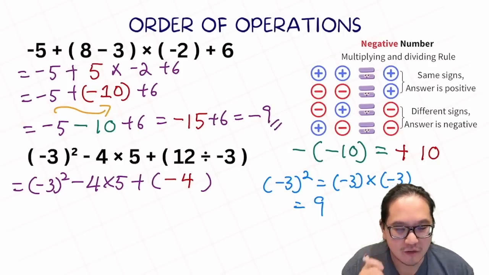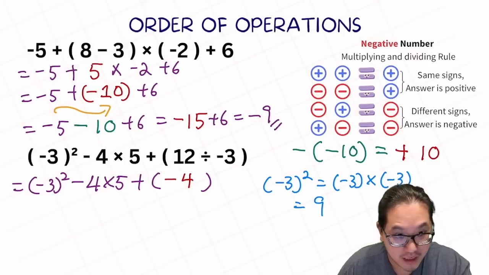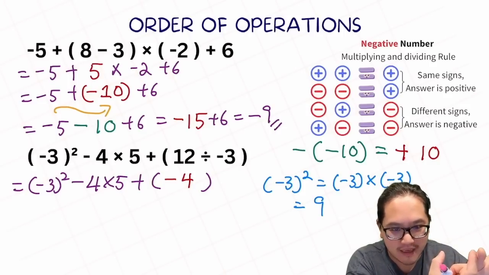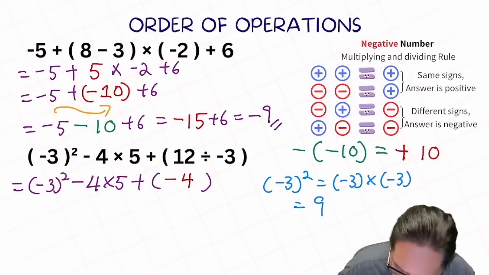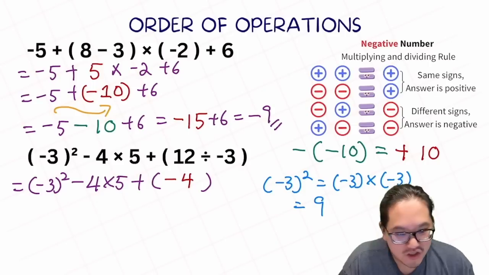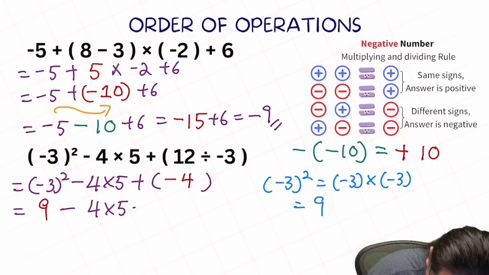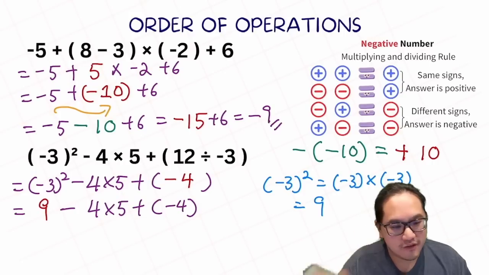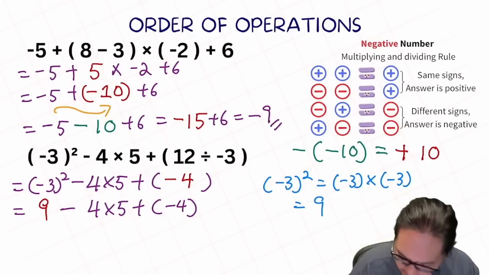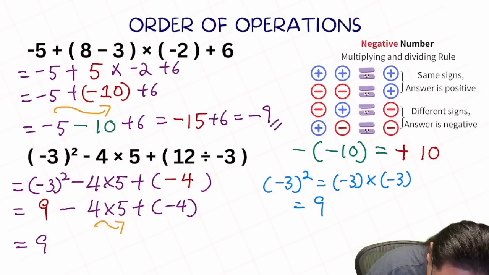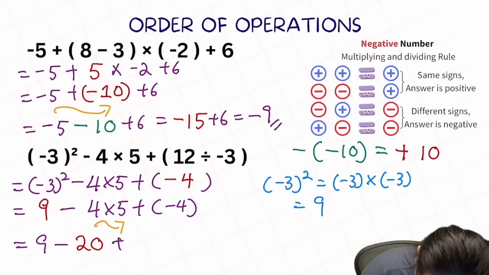The next step is we need to figure out is our number positive or negative. So we have a negative number multiplied by a negative number. Based on the negative number rule, what do we have as an answer? We have a positive number. So we know that it's just 9. It means that we have 9 minus 4 times 5 plus -4. So the next step is what? Multiplication and division. So in this case, all we have is 4 times 5. So our equation will become 9 minus 20 plus -4.